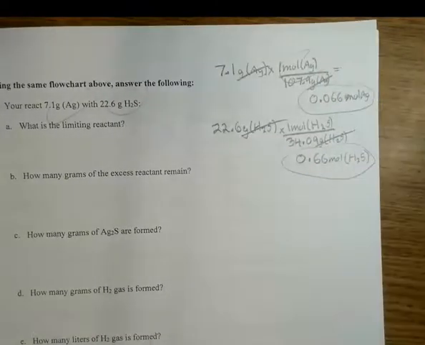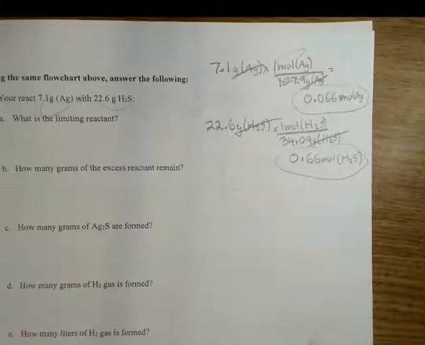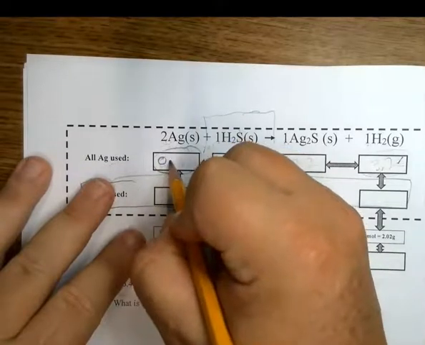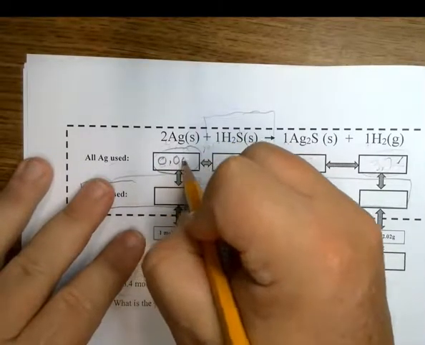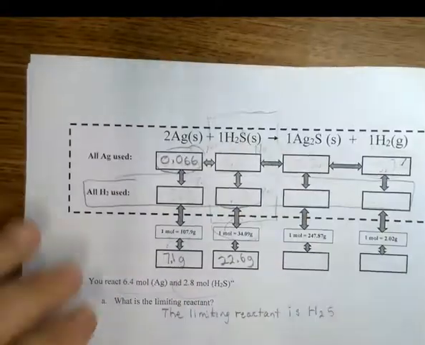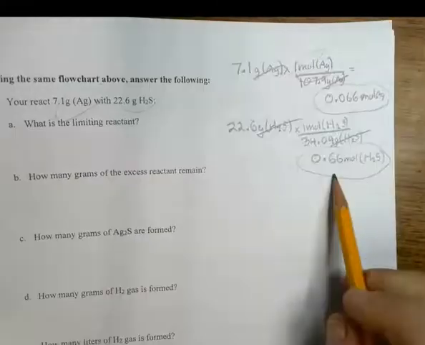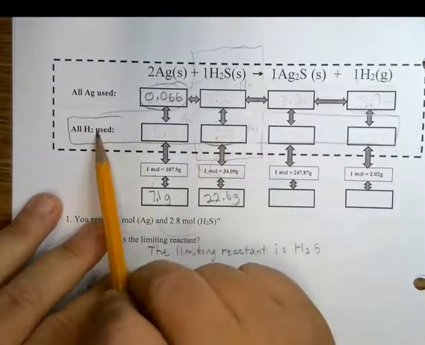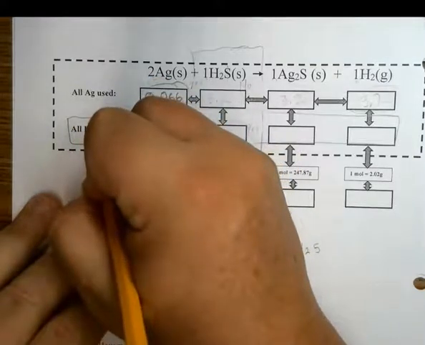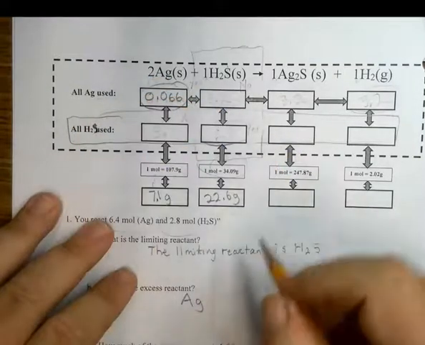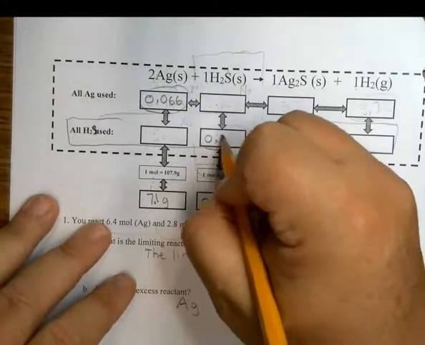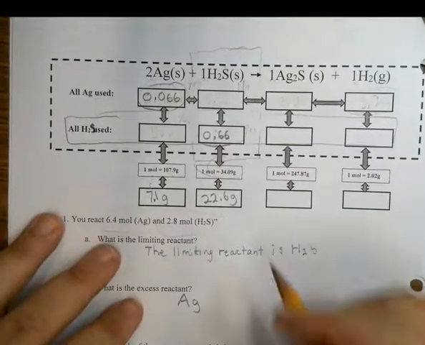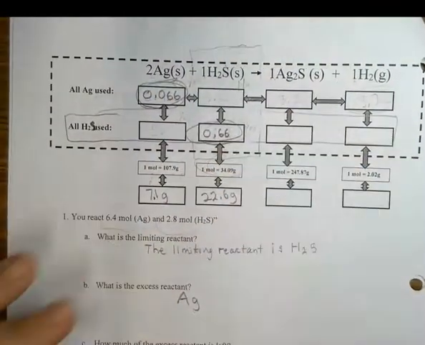So let's go back to our flow chart. So we have 0.066 moles of silver. So if we used all the silver, we would be using 0.066 moles. These are all moles in here, so I don't need to write moles. And over here, 0.66 of hydrogen sulfide. So we go to the hydrogen sulfide column, and this should be H2S. So correct that, one of the number of corrections on this sheet. So that's going to be 0.66 moles of H2S. All right, so you can circle those because you know you have that much of each of those.